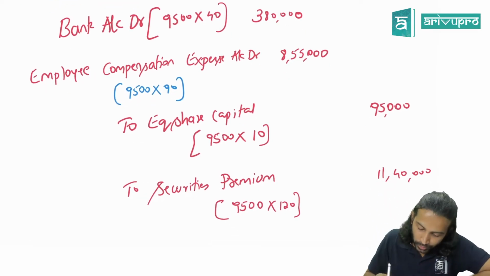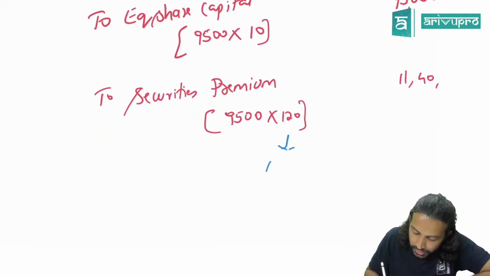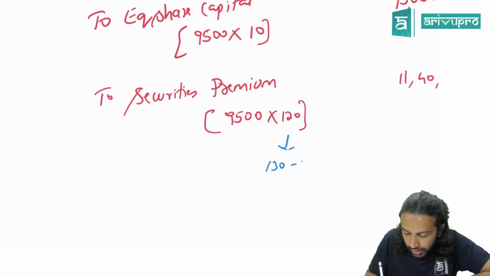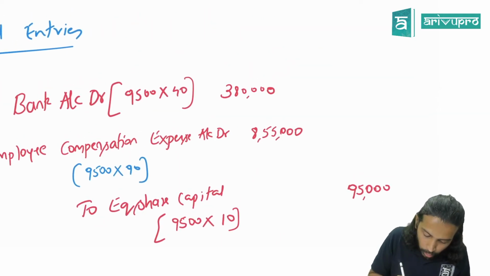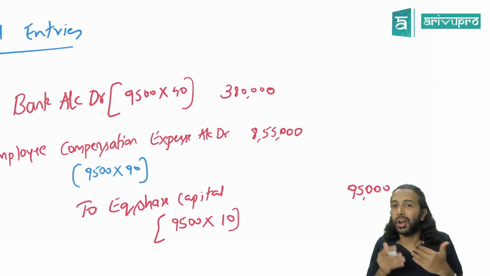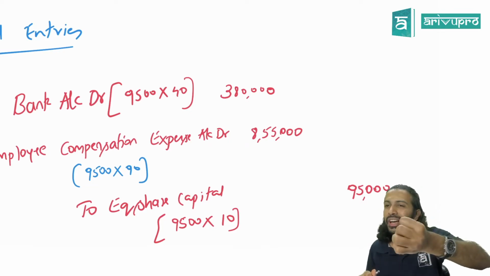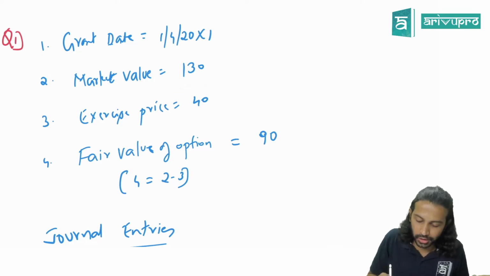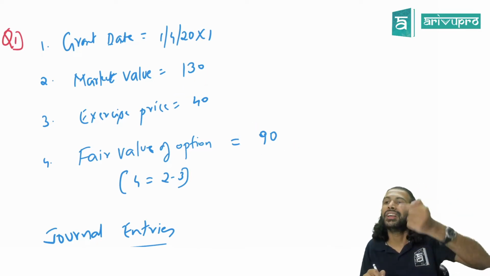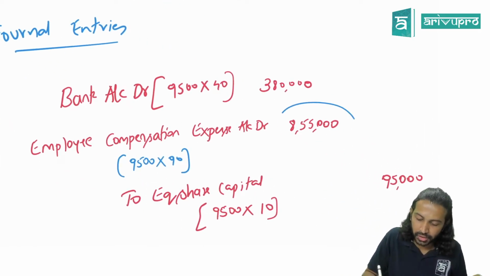How did I get this 120, by the way, if any of you are wondering? Market value of the share is 130. Face value of the share is 10. So 130 minus 10 will give you 120. That's your securities premium. And what is this 90 rupees? It's the loss the company is bearing because it has given some shares at a lesser price. Market value is 130. We gave it to the employees at 40. So the loss the company is bearing on one share is 90 rupees. That's what we are debiting. On 9,500 shares it will be 8,55,000.